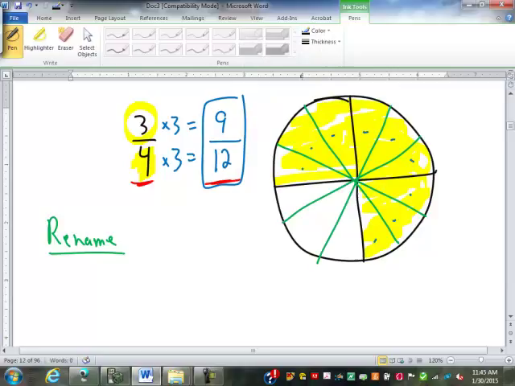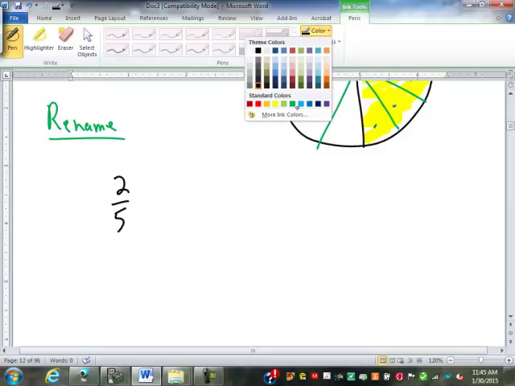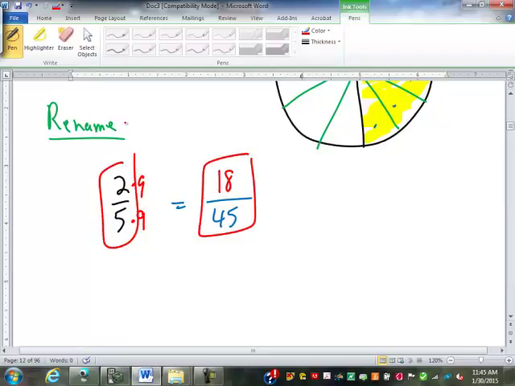And as you guys all know, you can rename any fraction by simply multiplying the numerator and the denominator by the same number. The key is just knowing what number to multiply by. So let's say I want to turn this into 40/5. I have to ask, what do I multiply 5 by to get 45? 9. So I do 2 times 9 is 18. So 18/45 is equivalent to 2/5.